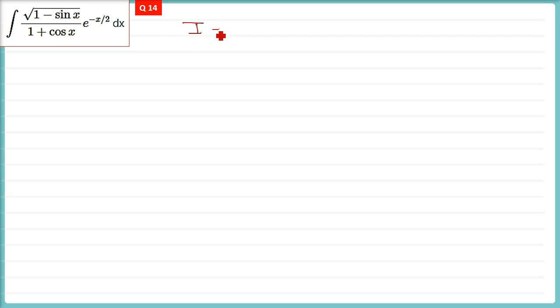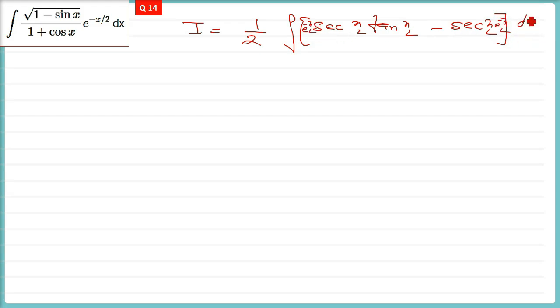It was half integration of sec x by 2 tan x by 2 minus sec x by 2. And then you can just multiply also if you want, that is e raised minus x by 2, e raised minus x by 2 can be multiplied. And this is a dx. So this is the original question actually. We just resolved it and put it like this. We haven't integrated as of now.